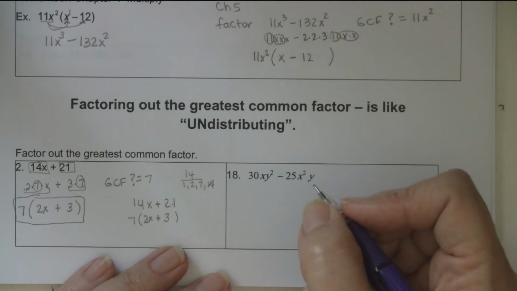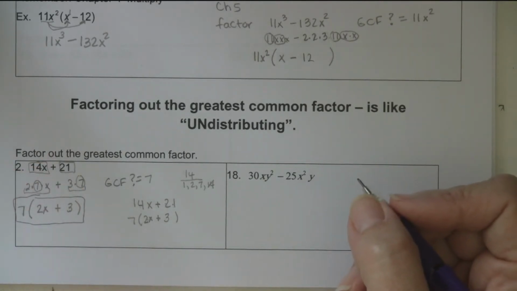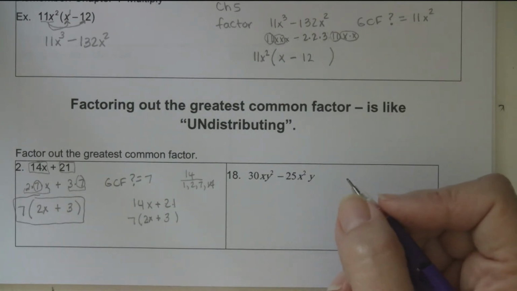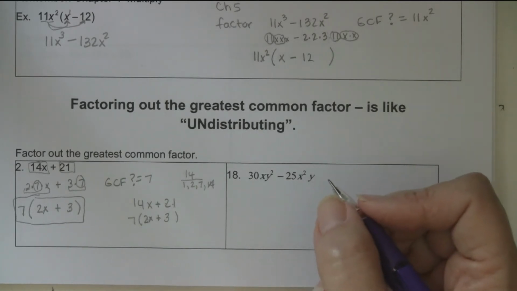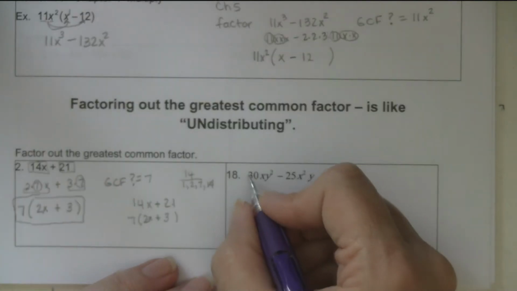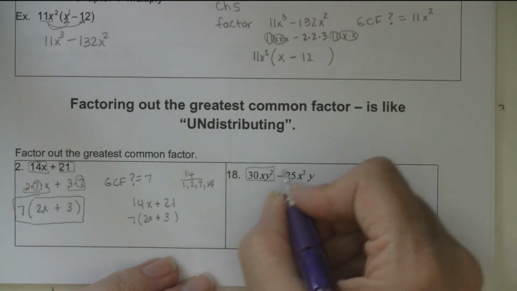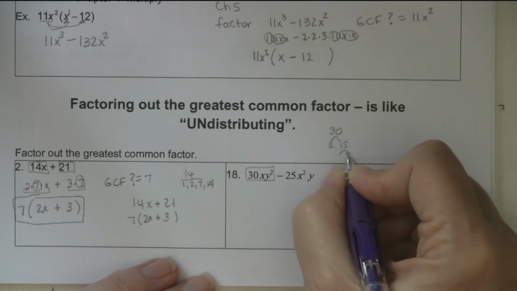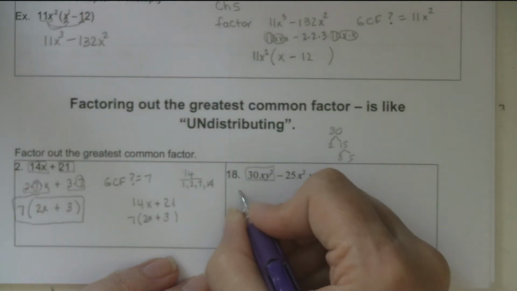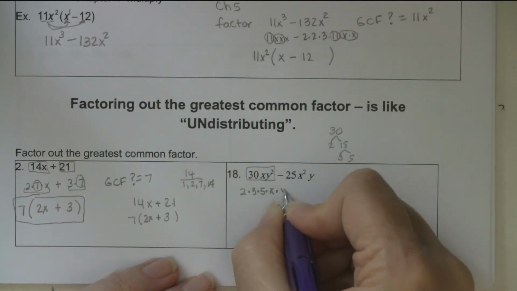So factor out the greatest common factor. Well, the first thing is to find the greatest common factor. If you know what it is, wonderful. If you know what it is, put it in the front and start going. If you don't know what it is, let me show you how you can find it by factoring the pieces. So this piece is 30xy squared, and 30 is 2 times 15, and that's 3 times 5. And so this is 2 times 3 times 5 times x times y times y.